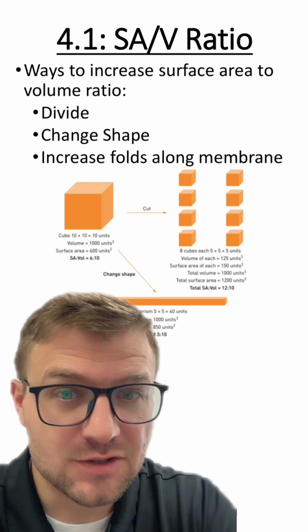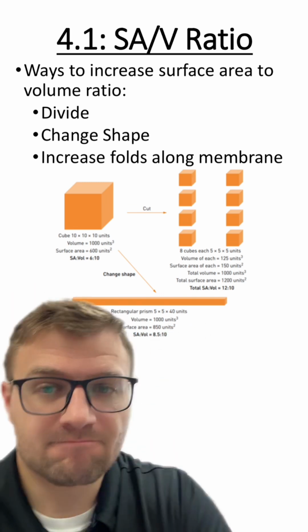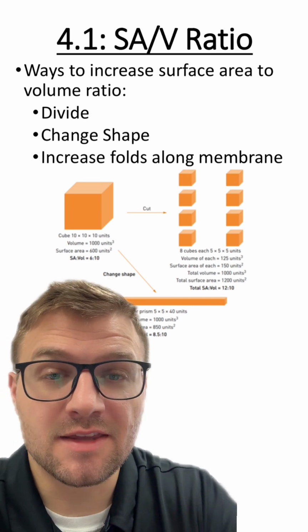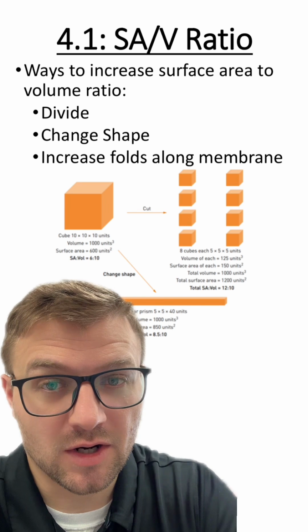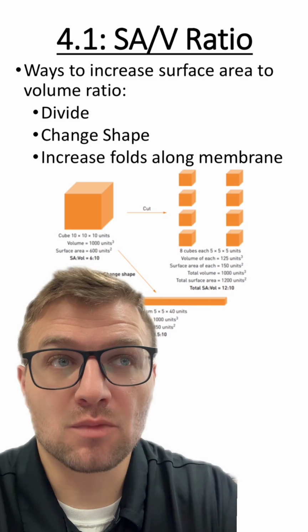Like I said, dividing is one, changing shape, like narrowing your cell, is another. And one last way is increasing the folds along the membrane, which we saw in the cristae of mitochondria before. Having more surface area for certain processes makes them much more efficient.